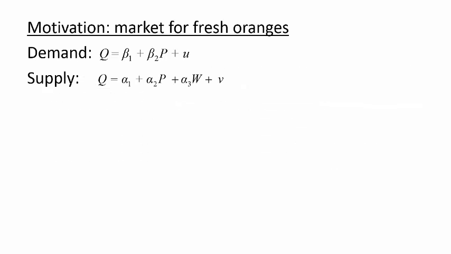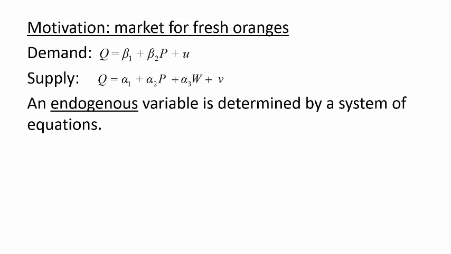Let's turn back to the hypothetical market for fresh oranges that we considered earlier. Here, quantity demanded depended on price P, while the quantity supplied depended on both price and weather W. Let's introduce two new definitions to help us talk about the variables in this model. An endogenous variable is determined by a system of equations. Notice that Q appears in both the demand and supply relationship, as does P. Both quantity and price are jointly determined by the system of equations, so they are endogenous.